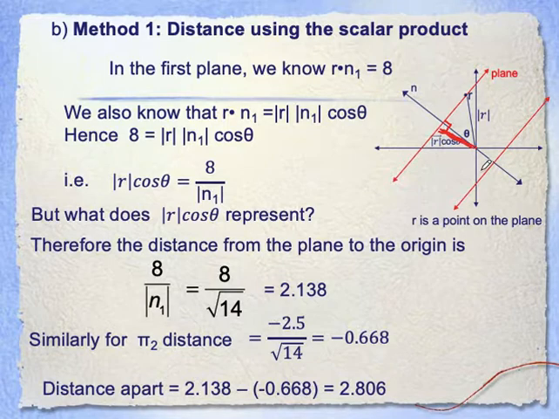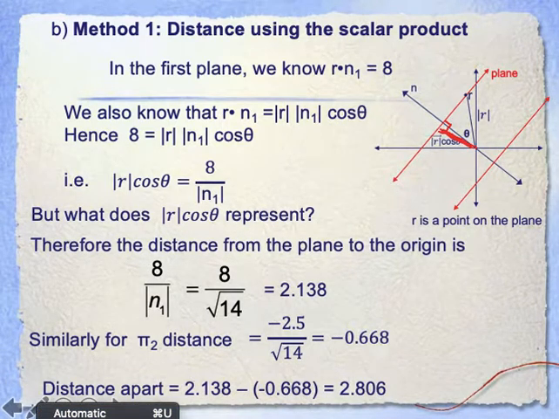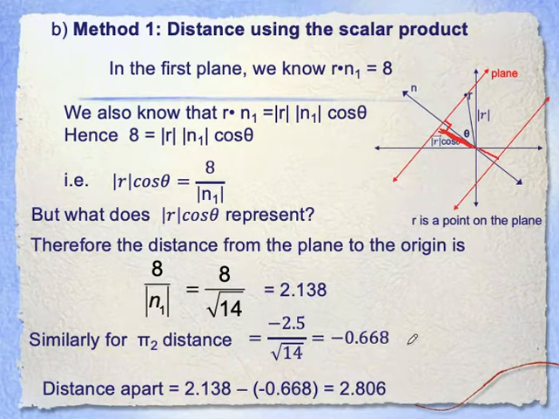And because we had positive 8 and negative 2.5, they're on opposite sides of the origin. So now this is our 2.138, sorry. And I was hoping I could get a different colour from my pen, and I can't. But anyway, the second one, the distance here to here is what we've calculated next. That's our negative 0.688. And so the total distance between the planes is this amount here. Okay, so that's one method.